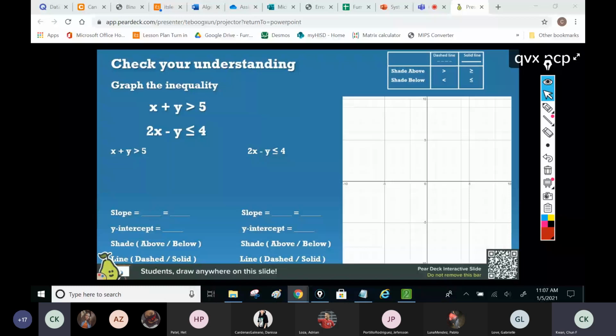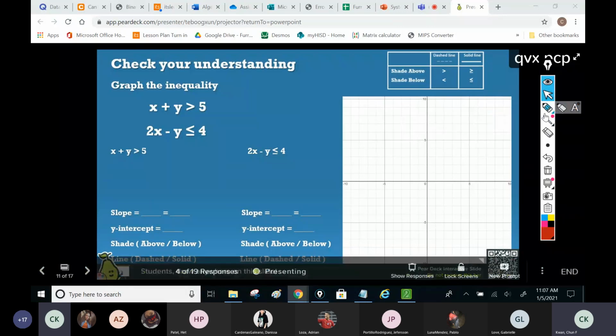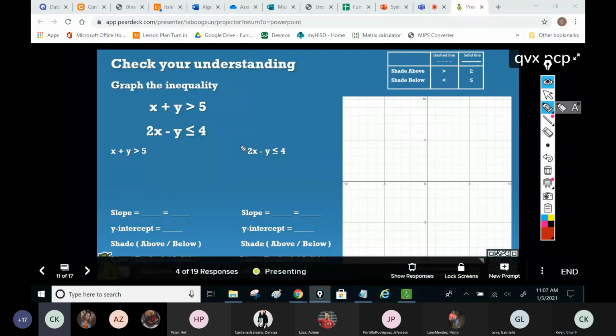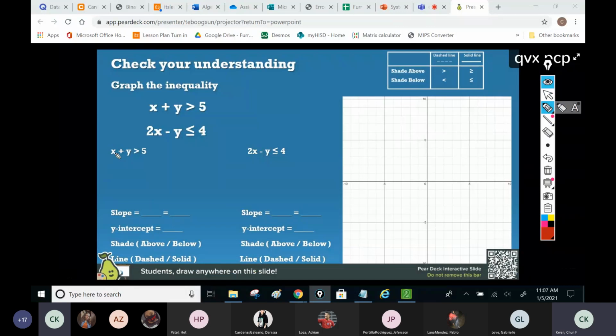All right, guys, stop for a little bit. Seems like some of you guys are making some mistakes. So everyone stop for a little bit. Look at my screen very carefully. So right here, you gotta make sure y is alone before you can identify the slope and the y-intercept.